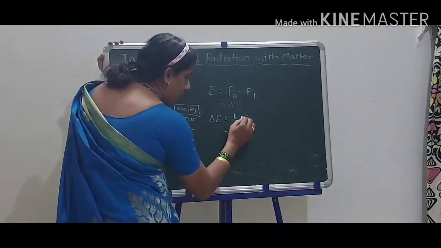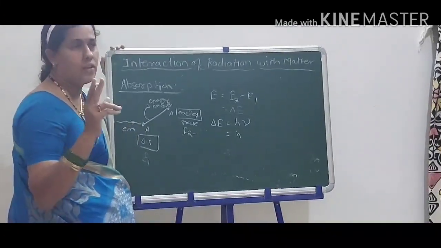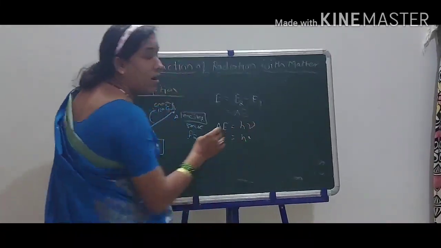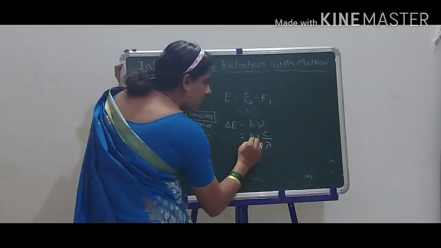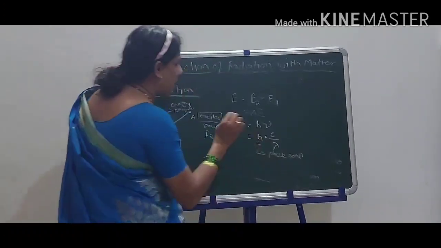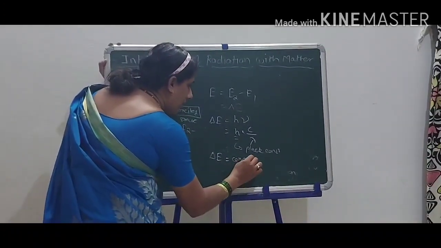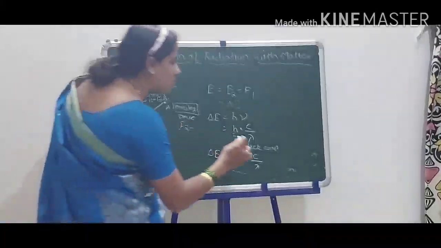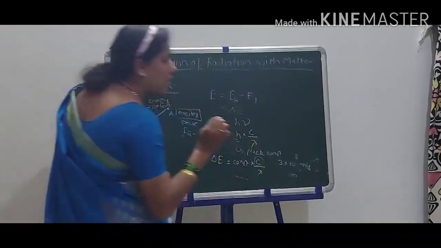Where h is Planck's constant, which has the value 6.67 into 10 raised to minus 34 joule second, and nu is the frequency, and we have the relation nu is equal to c upon lambda. As h is Planck's constant, it is a constant value. Therefore, change in energy delta E is equal to constant into c upon lambda, where c is also called the velocity of light, and it has the value 3 into 10 raised to 8 meter per second. Therefore, this value is also constant.